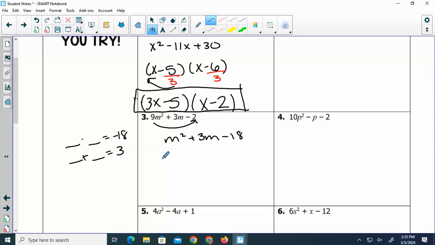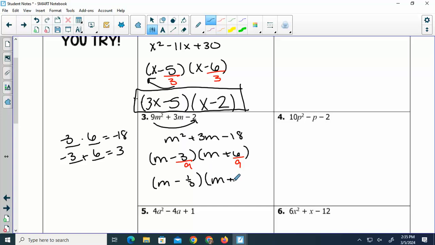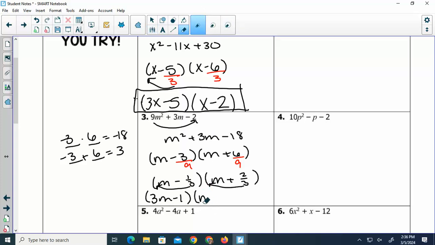Down to 9. You guys find what multiplied to negative 18 and added to positive 3? Negative 3, positive 6. So m minus 3, m plus 6. Then we need to divide by 9. Okay, those reduce. 3 over 9 turns into 1/3, 6 over 9 turns into 2/3. So you have to slide your denominators to the front. So 3m minus 1, 3m plus 2.